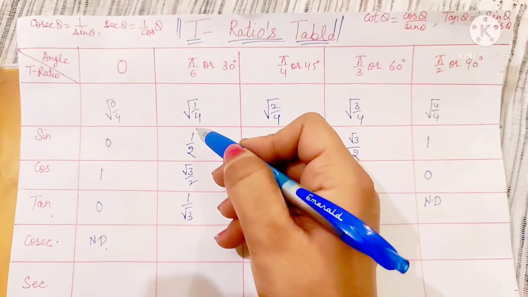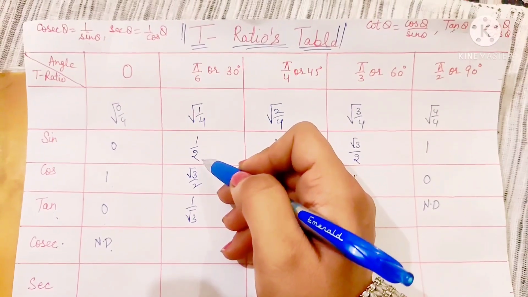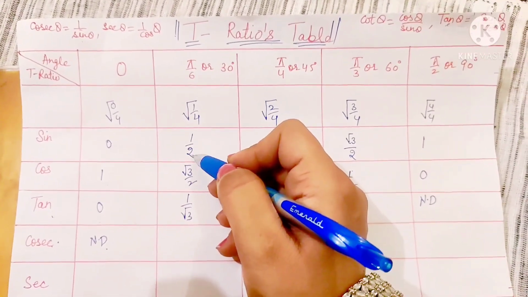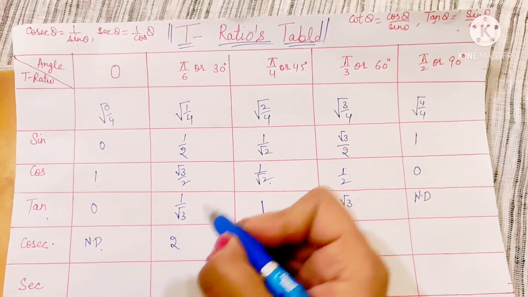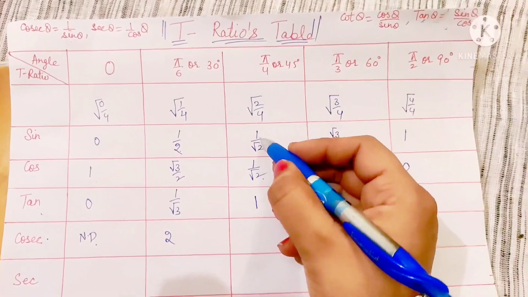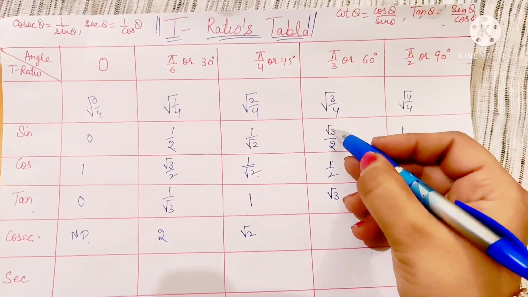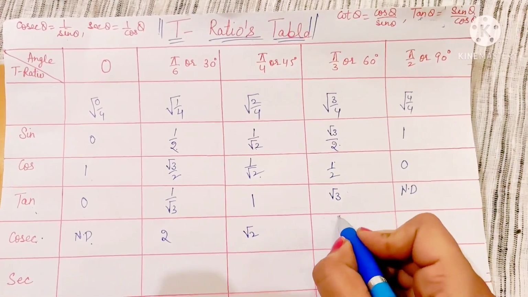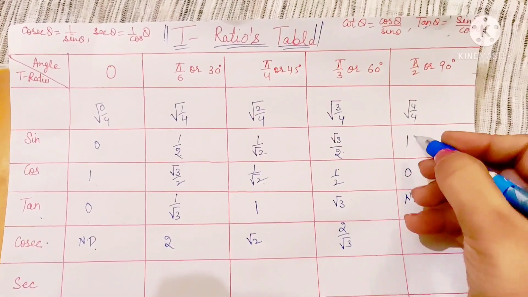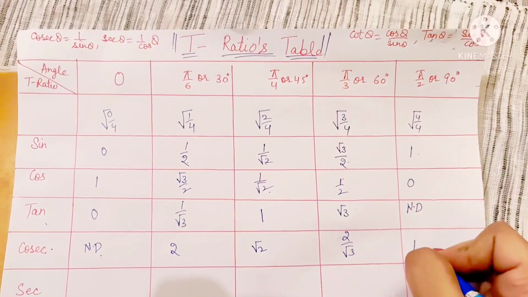Now reciprocal of 1 by 2 is 2. Reciprocal of 1 by under root 2 is under root 2. Reciprocal of under root 3 by 2 is 2 by under root 3. Reciprocal of 1 is 1.